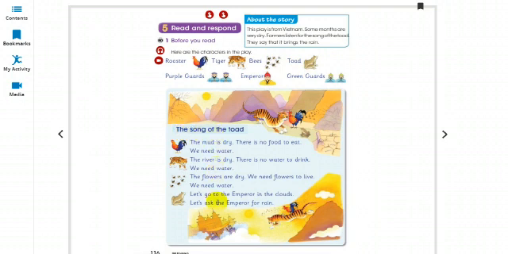So the farmers believe that if they listen to this song of the toad, it brings rain on their dry land and gives them good farming. So here we are going to begin the story.